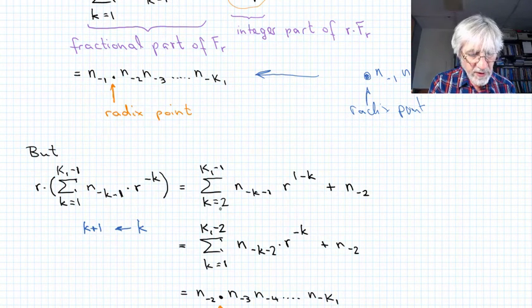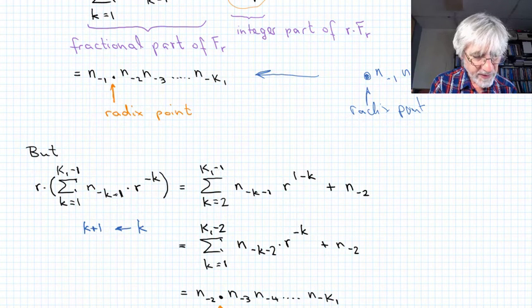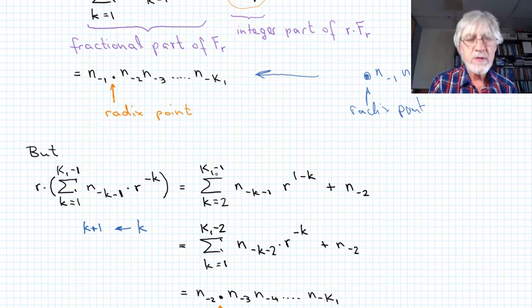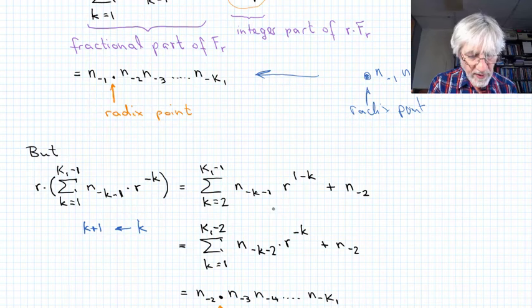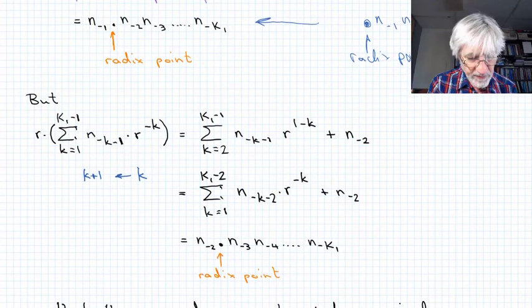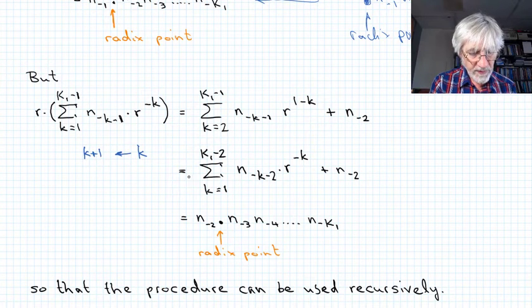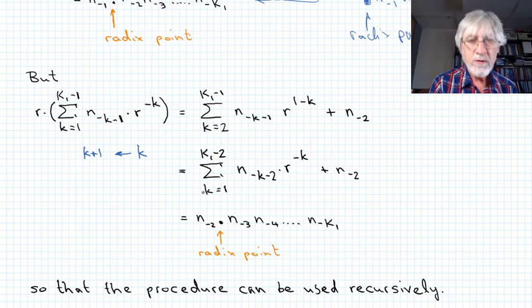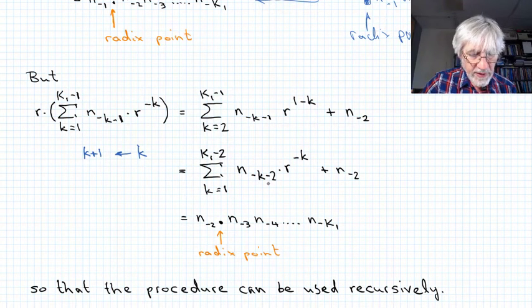We go through the derivation here. We take the first member of the summation out, which is n sub minus 2, because we have n sub minus k minus 1 here, and at k equal to 1, that's n sub minus 2. And then we go from k equal to 2 up to capital K sub 1 minus 1 of n sub minus k minus 1 times r to the 1 minus k. We do our change of variable again. Little k becomes little k plus 1. So now we have shifted again the range of the summation down by 1, so we go now from little k equal to 1 up to capital K sub 1 minus 2 of n sub minus k minus 2 times r to the minus k plus n sub minus 2.